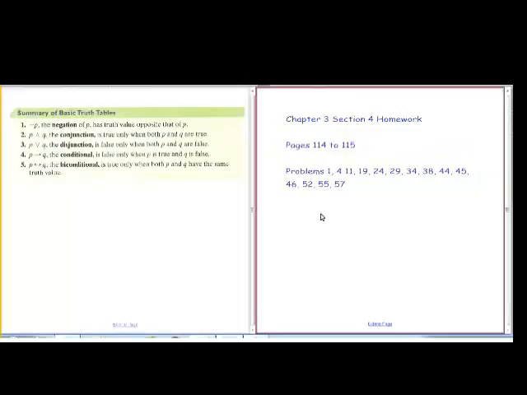Biconditional. Okay. So I don't know if I assigned that. Did I already assign 2.4 or not? If I haven't, I have now. So I think this is due next, so it'll be due next Monday.